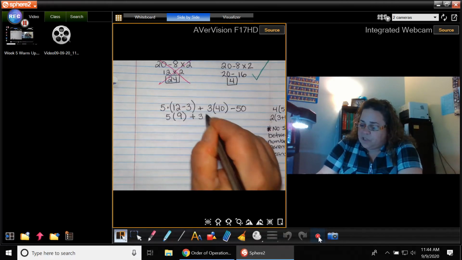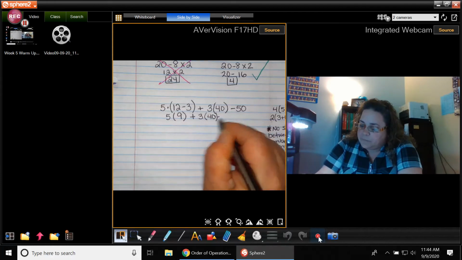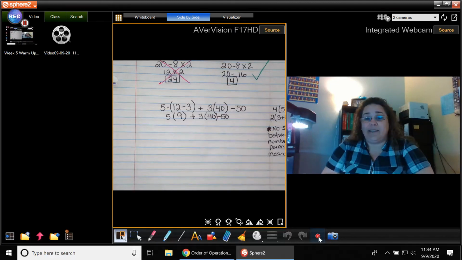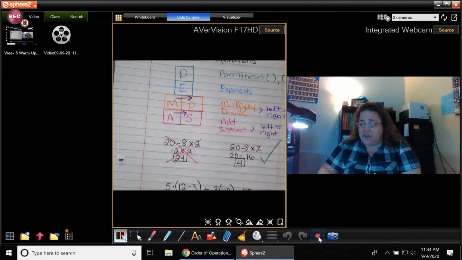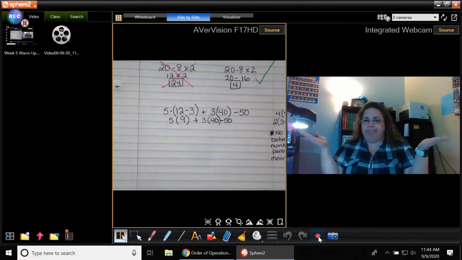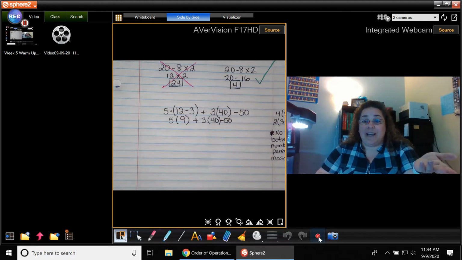Being careful to copy it just the way it is on the other line. Okay? My next step in my pyramid, if we look at our pyramid again, is exponents. Do I have any exponents in this problem? No, no exponents. Okay, so then I move on to my next step.